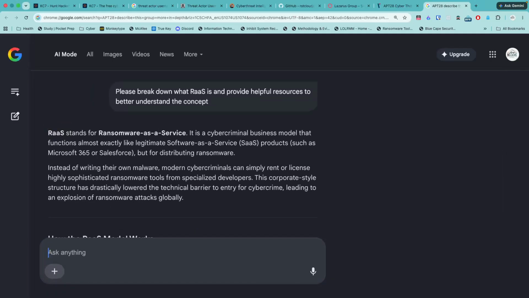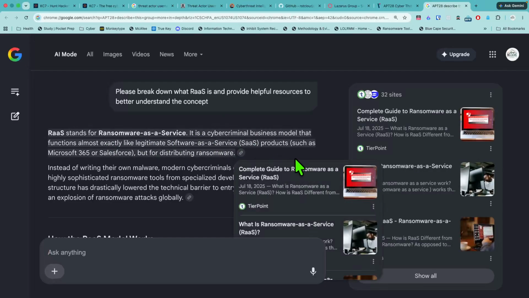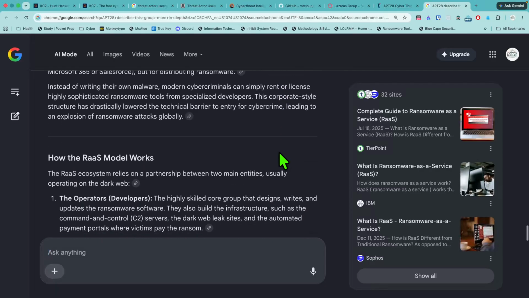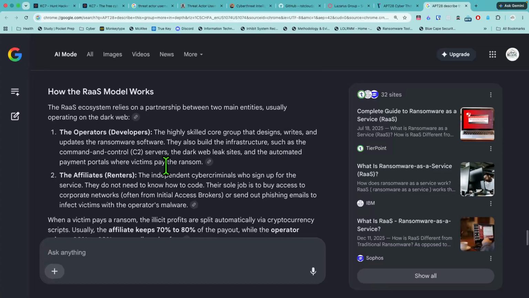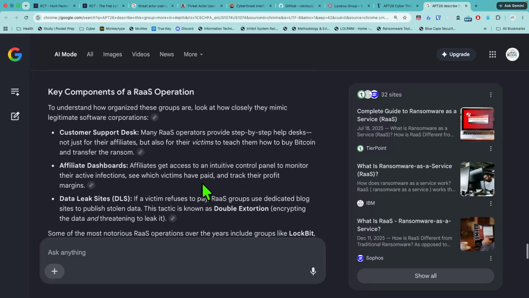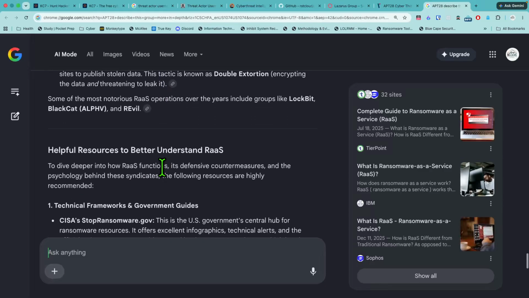Alright, RaaS stands for Ransomware as a Service. It is a cybercriminal business model that functions almost exactly like legitimate software as a service products such as Microsoft 365 or Salesforce, but for distributing ransomware. So this is how the ransomware model works. You have the operators, which are the developers, and the affiliates, which are the renters. And the key components of a RaaS operation are customer support desk, affiliate dashboards, and data leak sites.